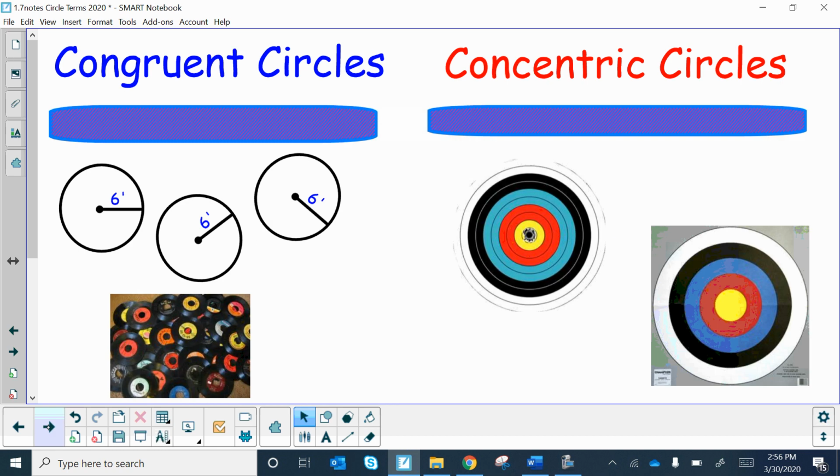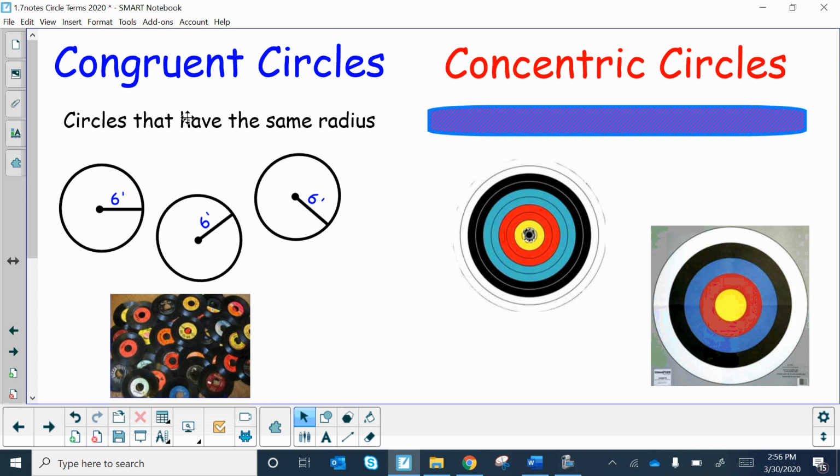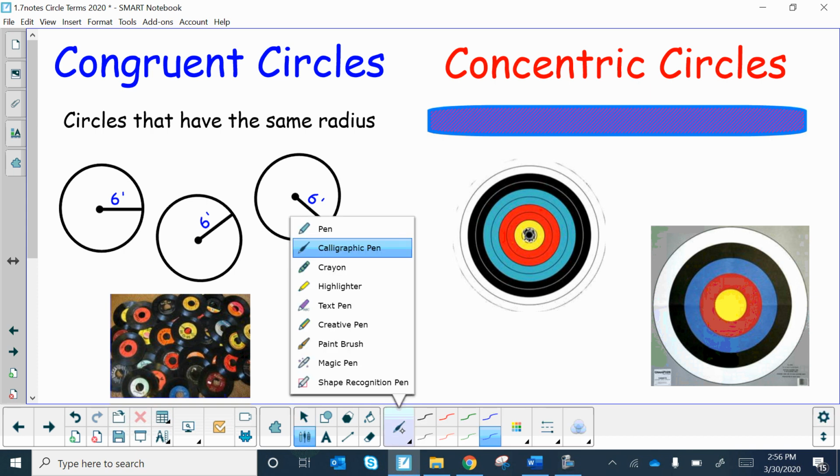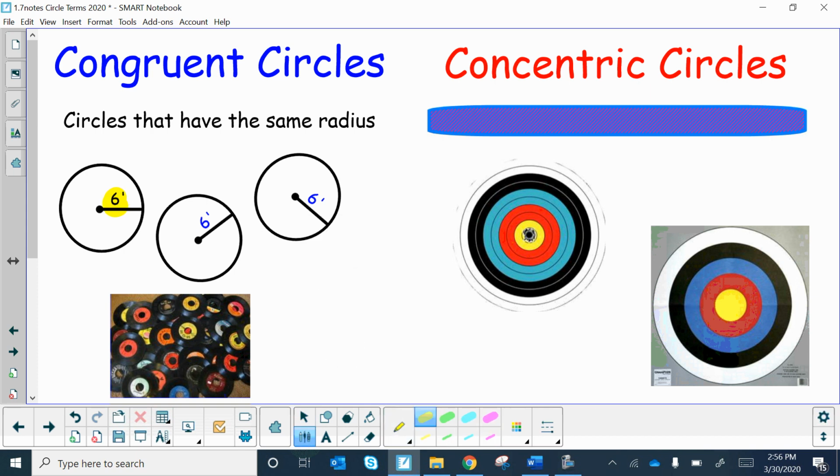Okay, next term are congruent circles, circles that have the same radius. And so I have a real life example there. If you look at all of these radii, these all have 6 feet as their radius. So all three of those circles are congruent. Down here, I don't know if y'all know what those are. Those are records. All the records usually are one size. There actually were two types of records, some small records and large records, but those would be congruent circles.